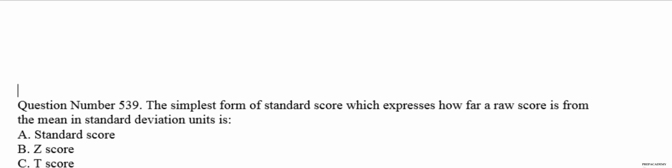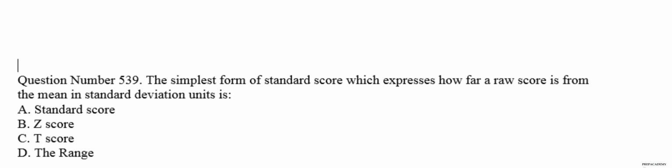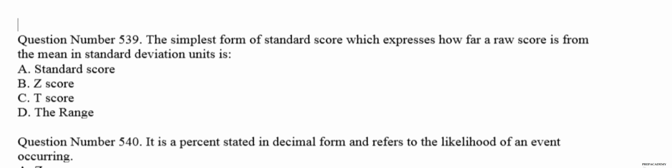Question number 539. The simplest form of standard score which expresses how far a raw score is from the mean in standard deviation units is A. standard score, B. z-score, C. t-score, D. the range. The correct answer is option B, z-score.